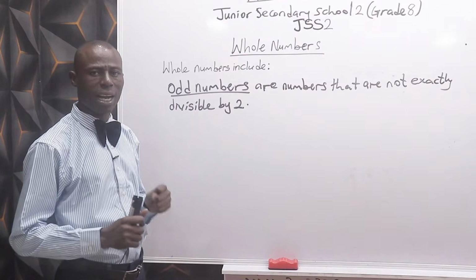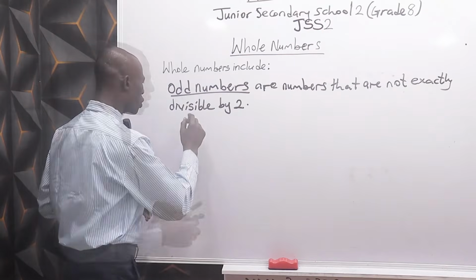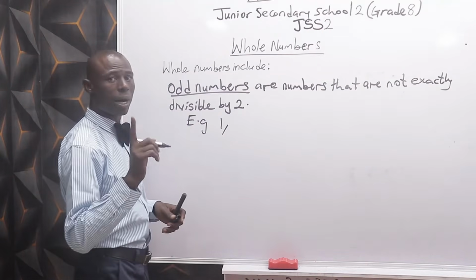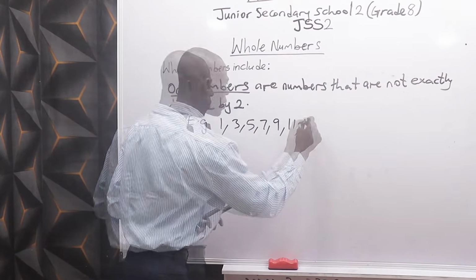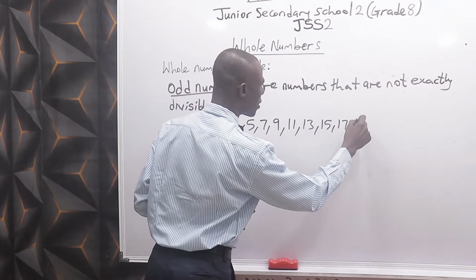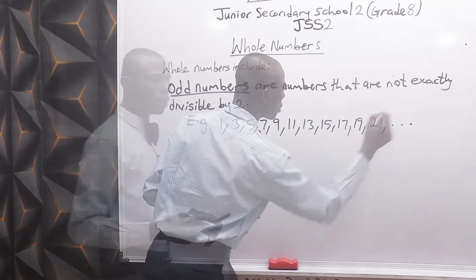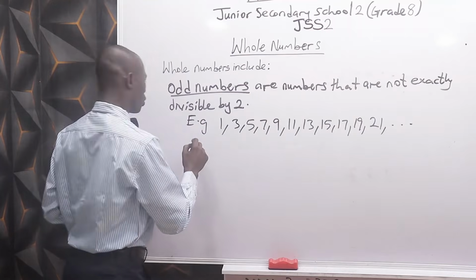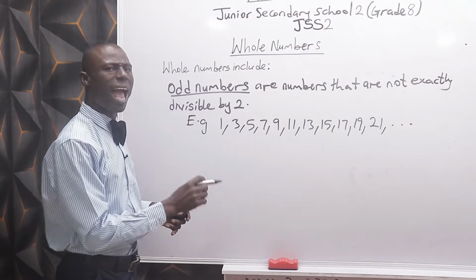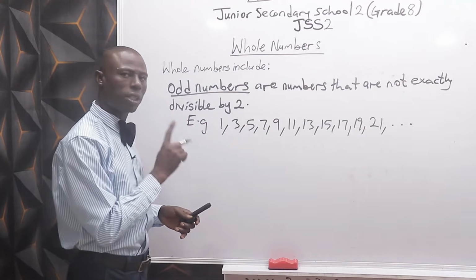They are regarded as odd numbers. E.g., 1, the first odd number is 1, followed by 3, 5, 7, 9, 11, 13, 15, 17, 19, 21, and so forth. These are odd number sets. These are odd numbers. Note, the difference between any two consecutive odd numbers is 2.